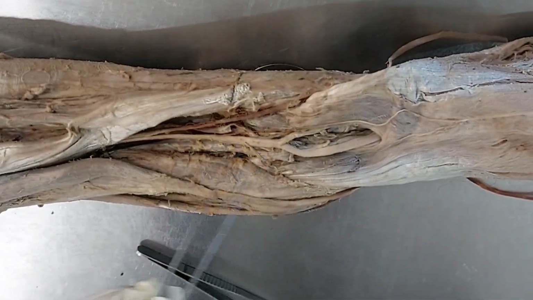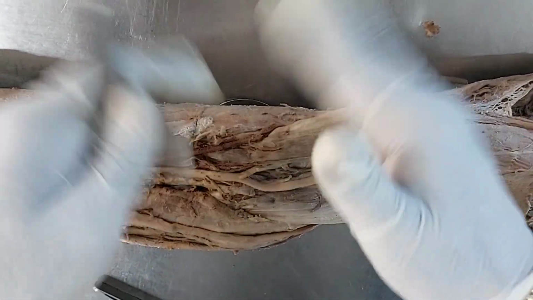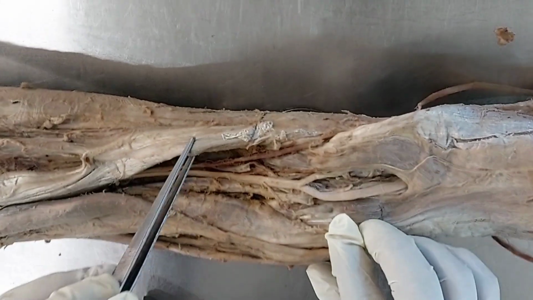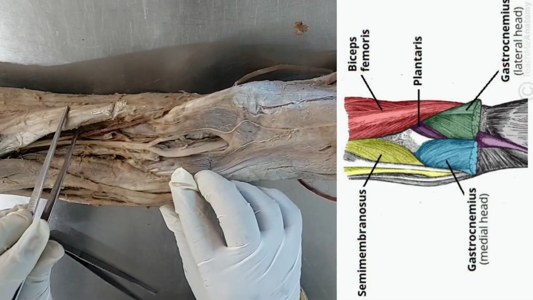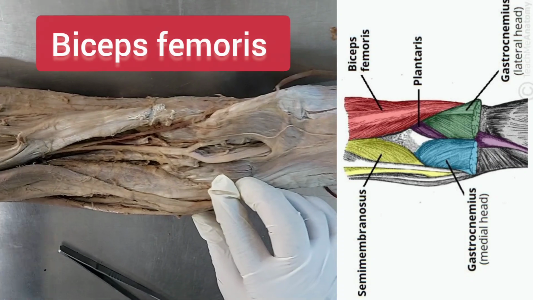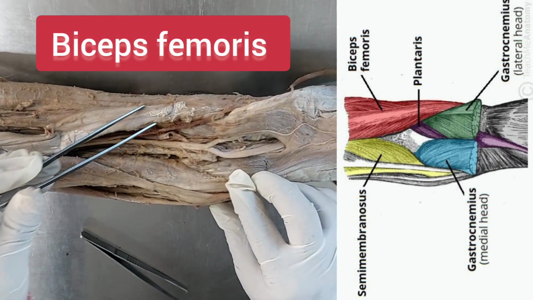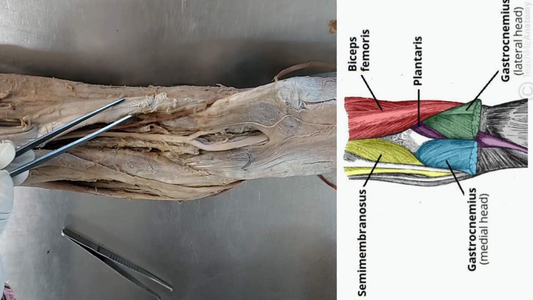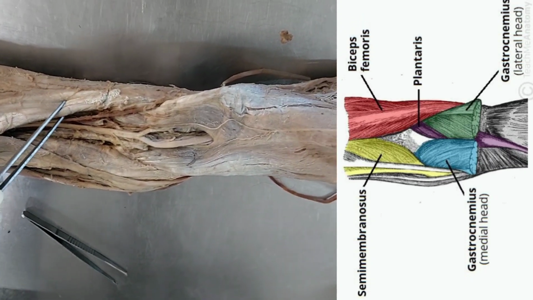Here is the popliteal fossa. This is the knee, so it is behind the knee. This is the medial side, this is the lateral side. So let us see the boundary. This one is the upper and lateral boundary. This is biceps femoris, long head and short head. So this biceps femoris tendon forms the upper and lateral boundary of the diamond shaped popliteal fossa.